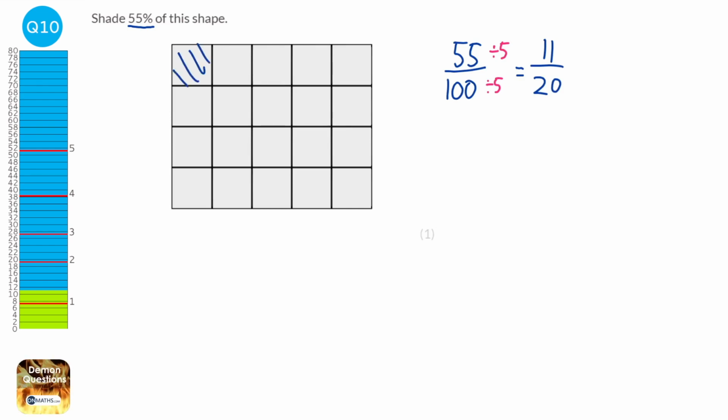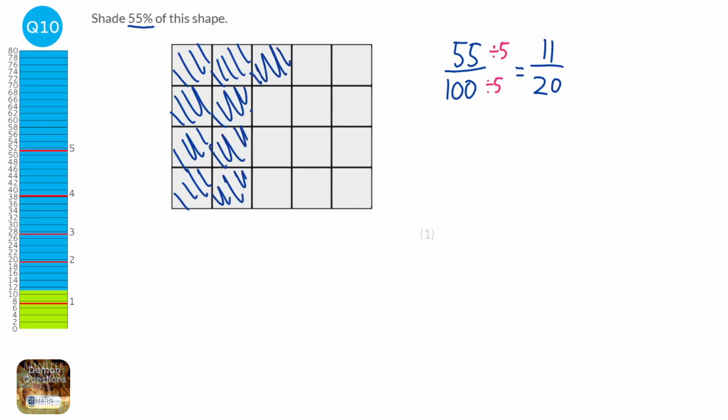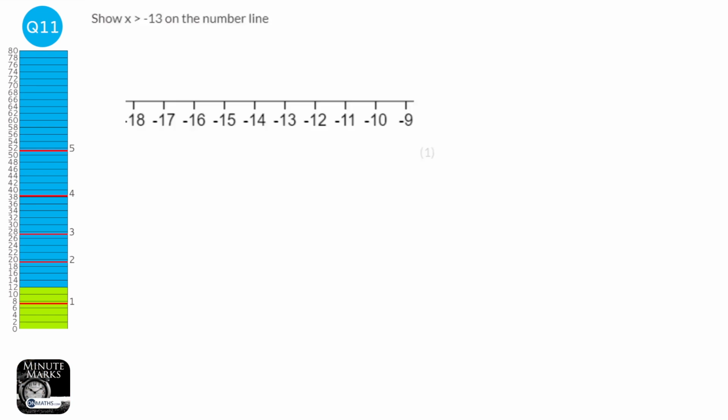So 1, 2, 3, 4, 5, 6, 7, 8, 9, 10, 11. We're going to start off with a dot at minus 13. And it says that x can be greater than minus 13. And greater is to the right of that. And it goes on forever, so we just put a little arrow saying it goes on forever.